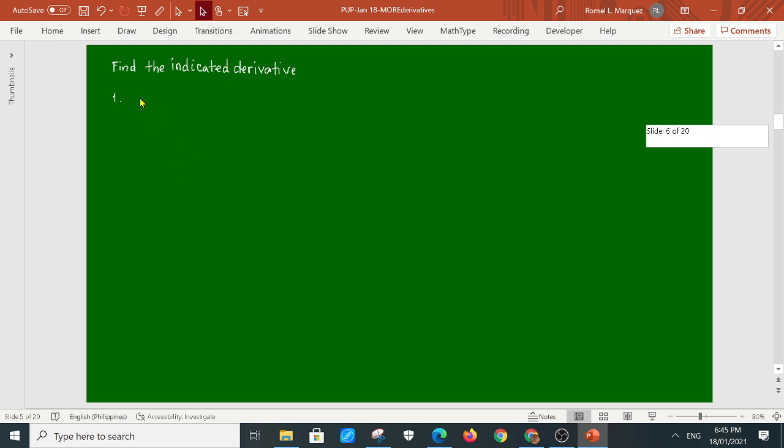Let's say we're given y is equal to x all over x plus 3. Find the second derivative. So, to get the second derivative, first obtain the first derivative. So, how do we differentiate a quotient, guys?